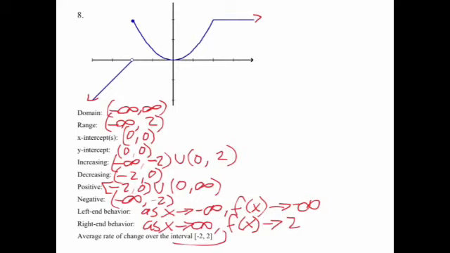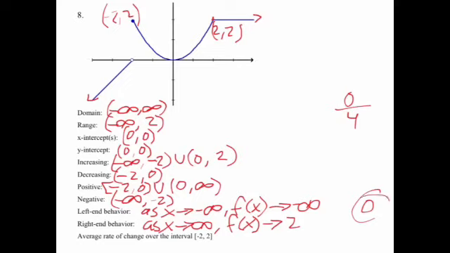And when you get the average rate of change over the interval from negative 2, it's right here, until 2, which is right here. This is the point negative 2, 2. And we got the point 2, 2. And so my rise is actually 0, because you go from 2 to 2. And my run, going from negative 2 to 2, is going to be positive 4. And that makes my average rate of change just 0. And that's it for the assignment.